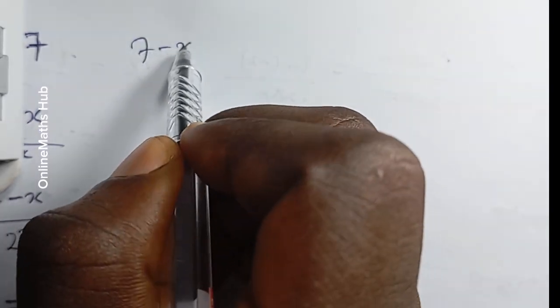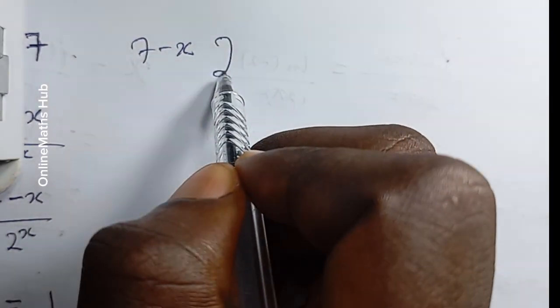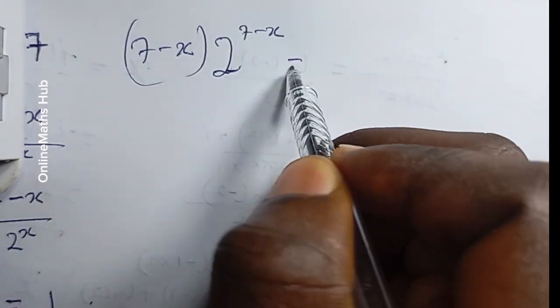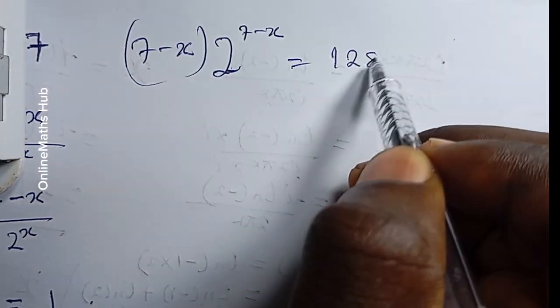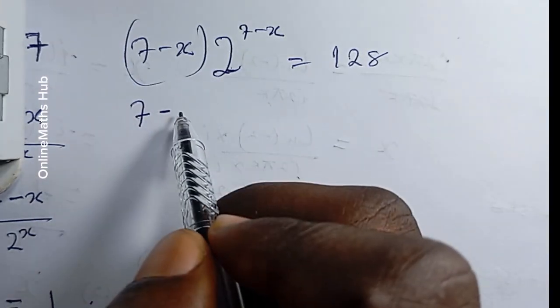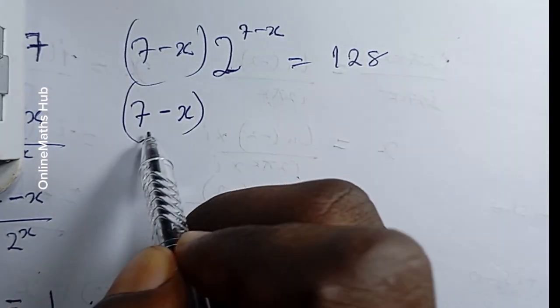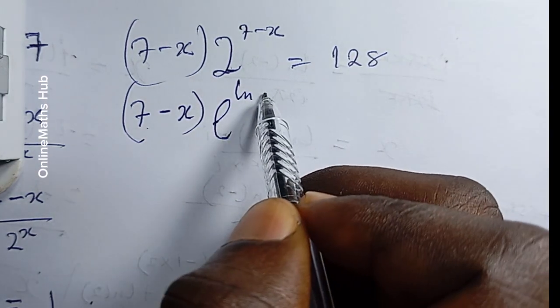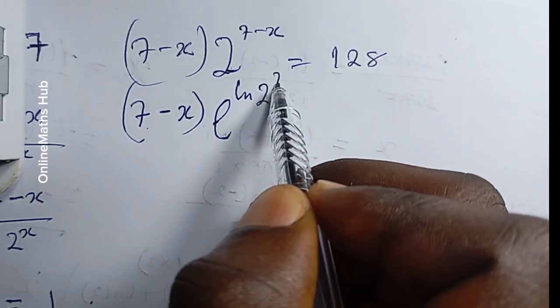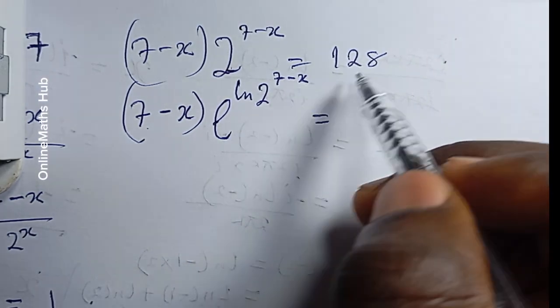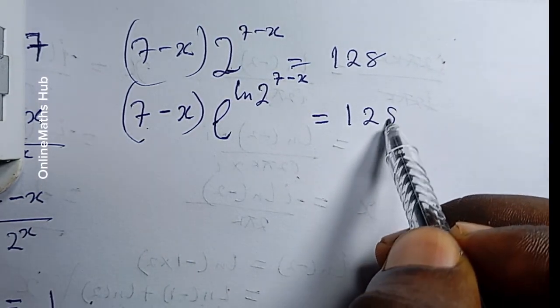So what I had initially was 7 minus x, multiplied by 2 power 7 minus x, is equal to 128. So if I substitute what the exponential function is right here, what I'm going to be having is 7 minus x multiplied by exponential natural log of 2 power 7 minus x. Okay, and of course it's still equal to 128.